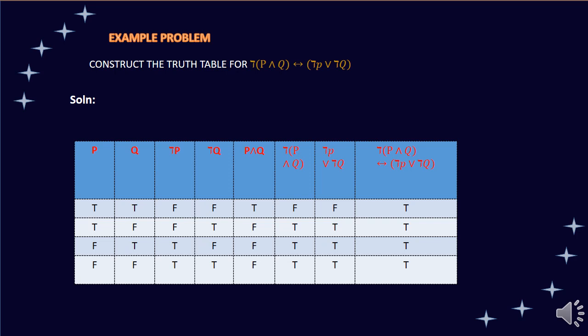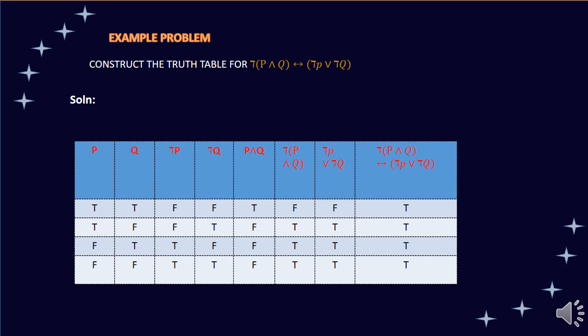The first column of P has the truth values true, true, false, false. The second column of Q has the truth values true, false, true, false. Negation P: true will be written as false, true as false, false as true, false as true. Negation Q is false, true, false, true.